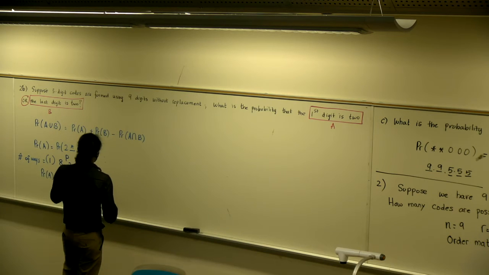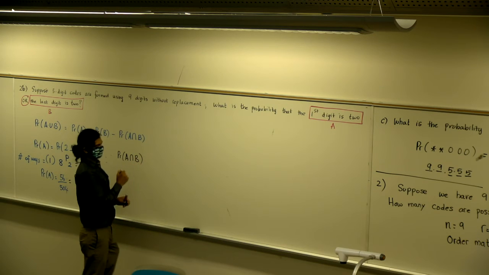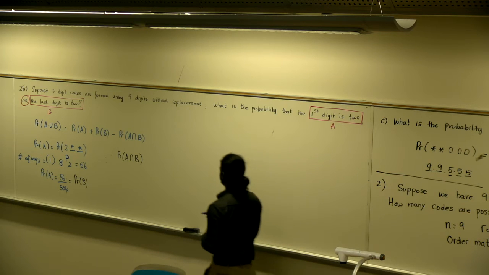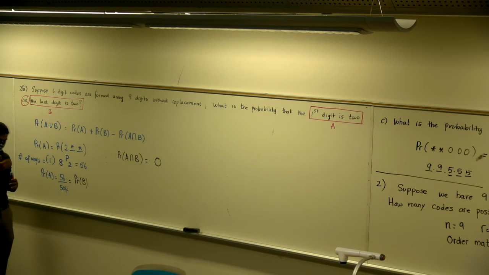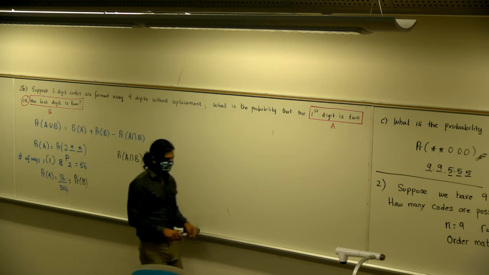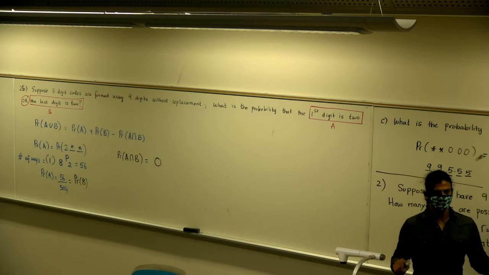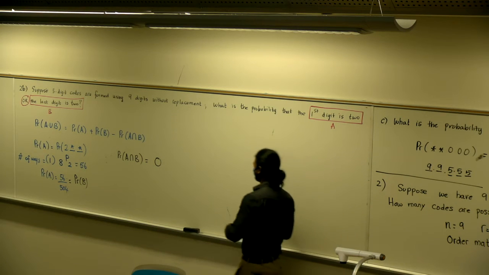Now we have to find the probability of A and B. Who can tell me what the probability of A and B is? Zero. Why is that 0? Because you can't have both, because they're without replacement. Since the experiment is done without replacement, both the first digit and the last digit cannot be 2 at the same time. So in this case, events A and B are called mutually exclusive events.